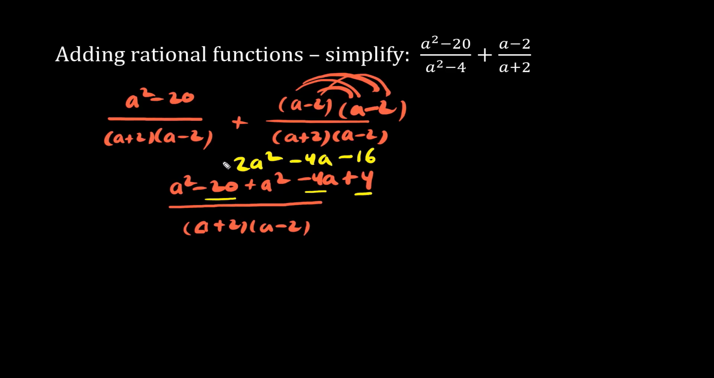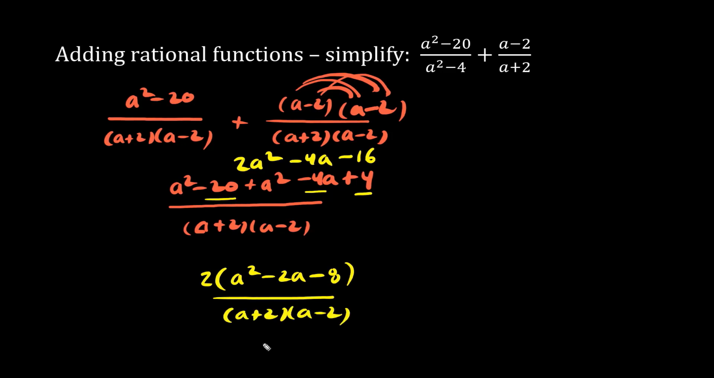Let's factor a 2 from this yellow part. So on the numerator, we have 2a squared minus 2a minus 8. And on the denominator, let's copy a plus 2, a minus 2. Let's factor the top. We have trinomial factoring. What times what is 8? Let's try 2 and 4. And let's put a negative sign here and a positive sign here. And we can see that we factored correctly.